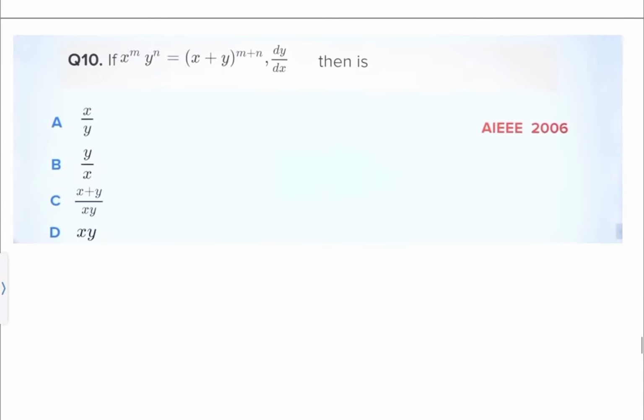Our last question will be, if x to the power m and y to the power n equals (x plus y) to the power (m plus n), then we need to find dy by dx, and then we need to choose the correct option.